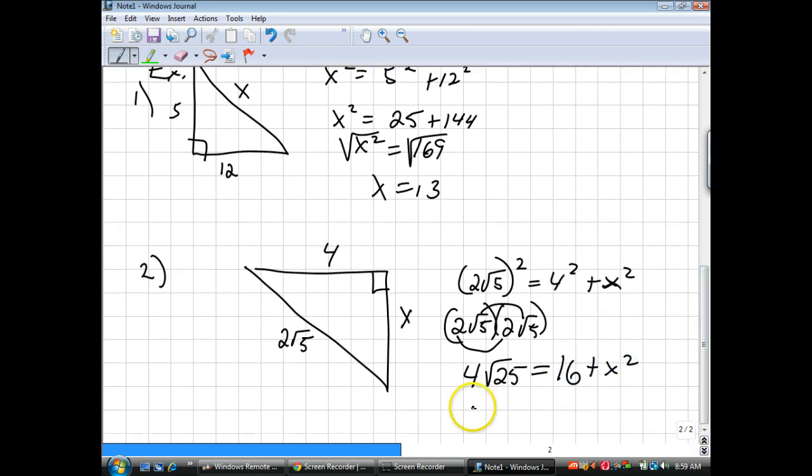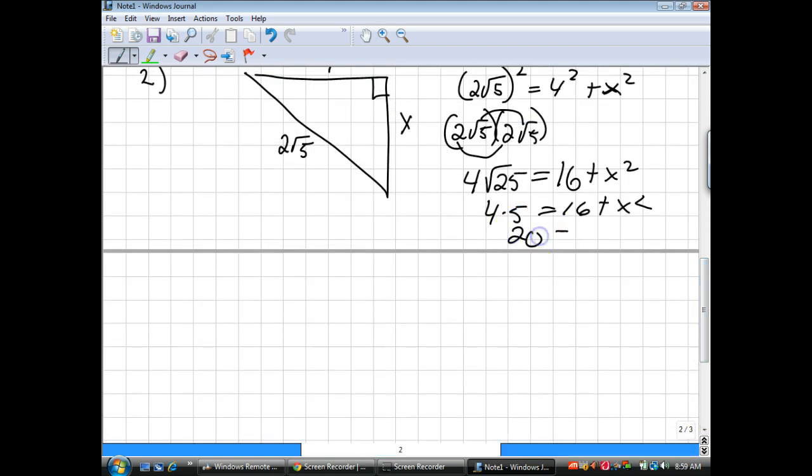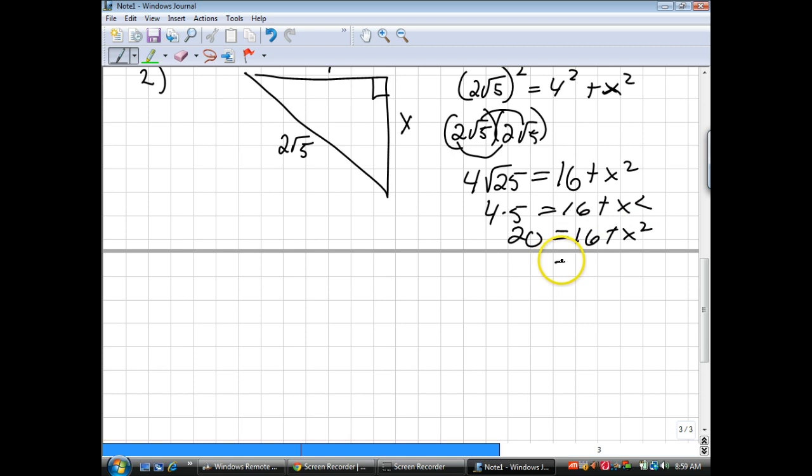Continue simplifying. So square root of 25 is 5, so 4 times 5. So we get 20 equals 16 plus x squared. Get x squared by itself. So 4 equals x squared. Take the square root. So x equals 2. Okay.